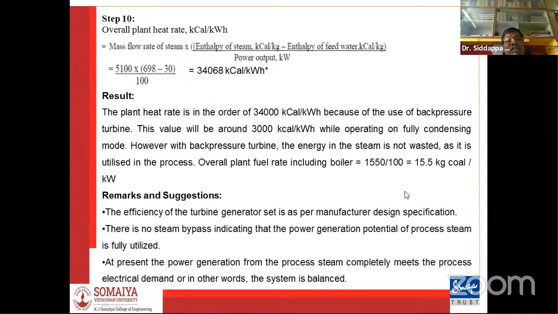Then the remarks for this: the efficiency of the turbine generator set is as per the manufacturer specification. There is no steam bypass, indicating that the power generation potential of the steam is fully utilized. At present, the power generation from the process steam completely meets the process electrical requirements as per their power and capacity ratio. Therefore, the system is said to be balanced.